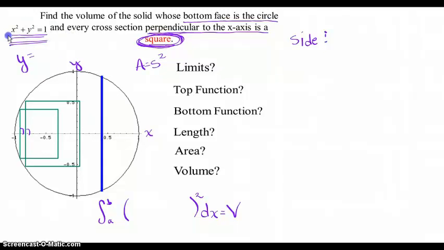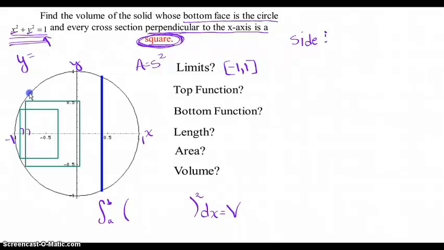Here we have a circle centered at the origin, right? It's not x minus h or y minus k, with a radius of 1. So that helps me know that I'm going from -1 to +1. That tells me what a and b are right away. So I know my limits are -1 to +1.